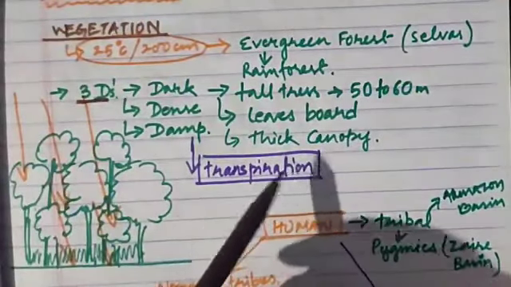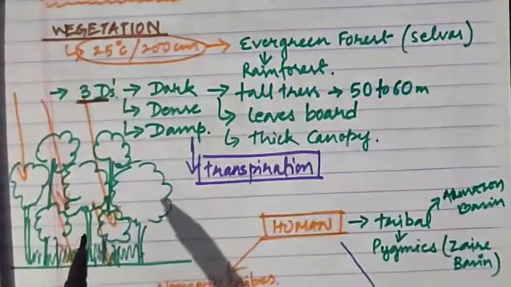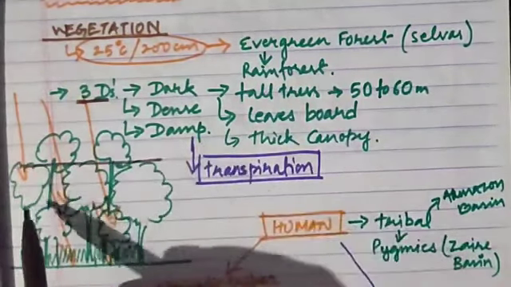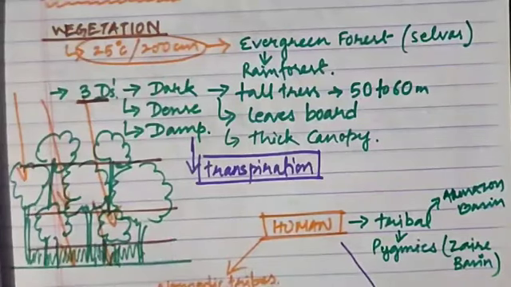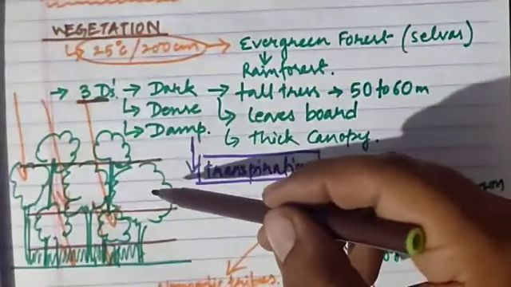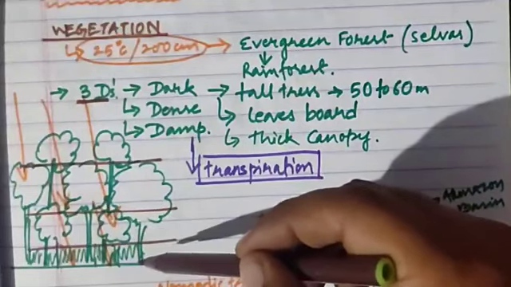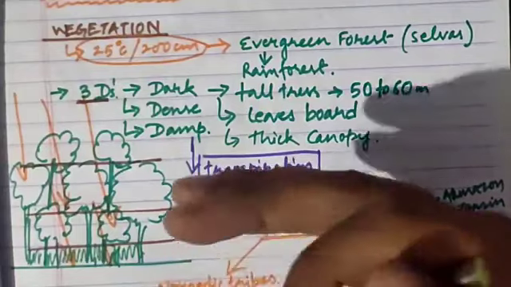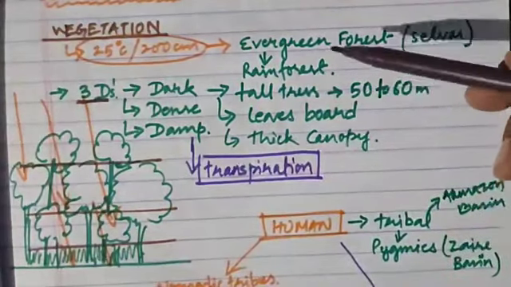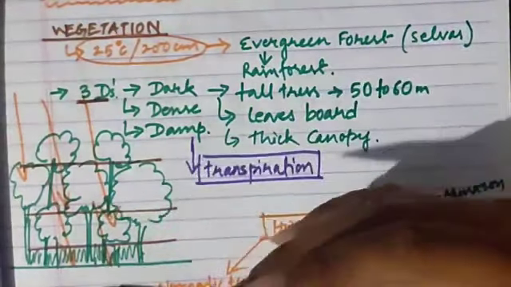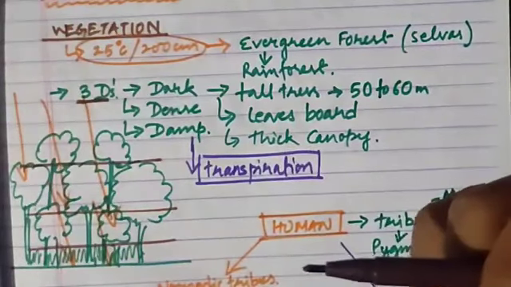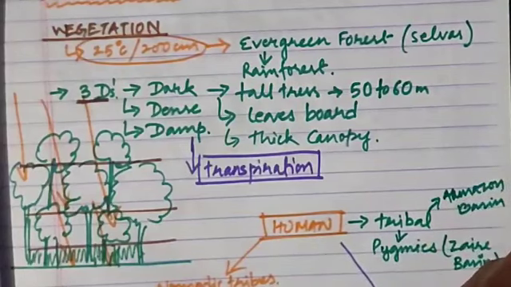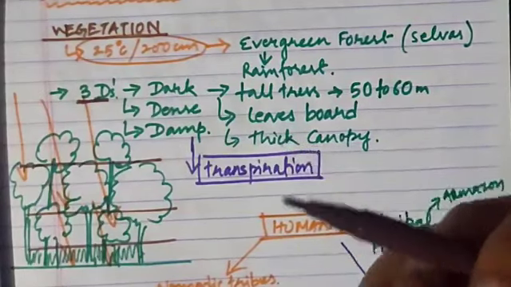The thick canopy, the trees which are present over here in the equatorial areas, are in a layer system. Taller trees, medium height trees, short trees, and the grasses or the climbers, creepers which are present beneath. The trees are very tall because they are always in competition with each other. They want to grow taller so that they can get more sunlight.